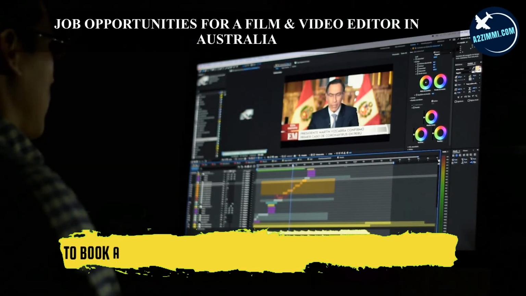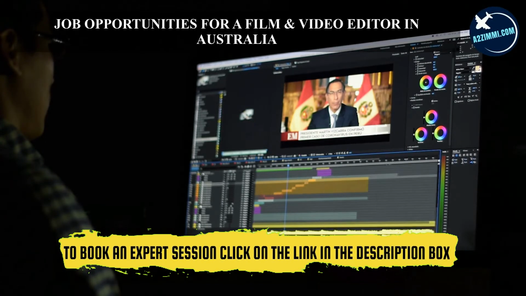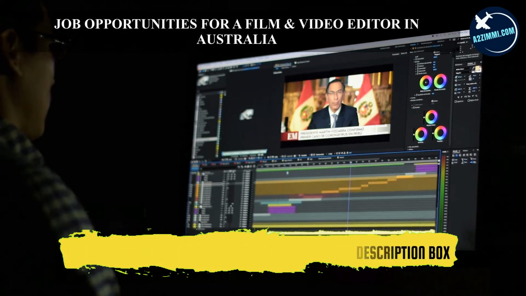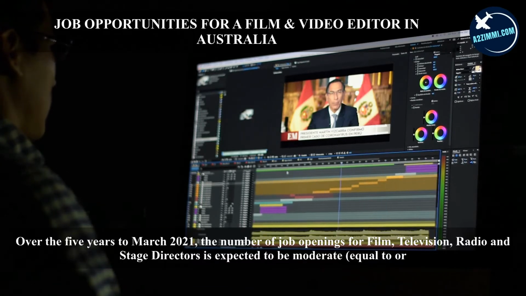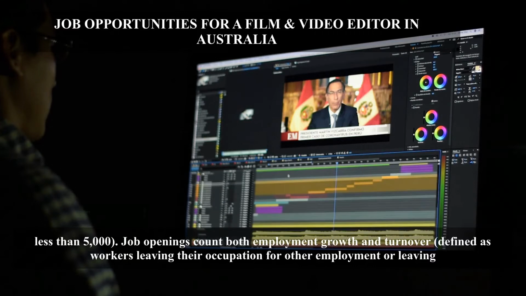Over the 5 years to March 2021, the number of job openings for film, television, radio and stage directors is expected to be moderate, equal to or less than 5,000. Job openings count both employment growth and turnover, defined as workers leaving their occupation for other employment or leaving the workforce.